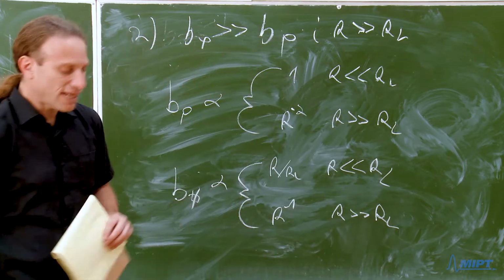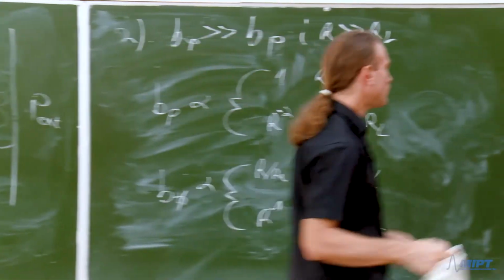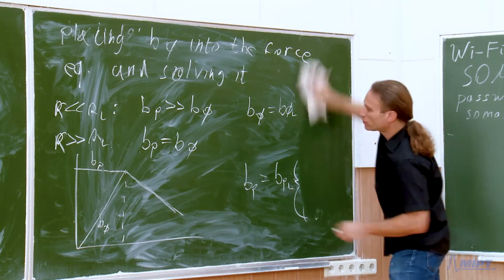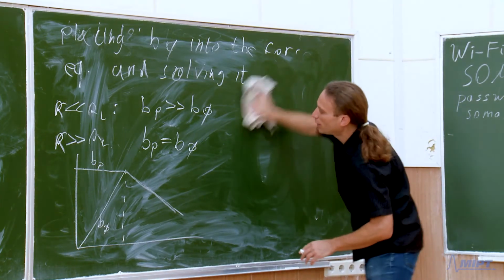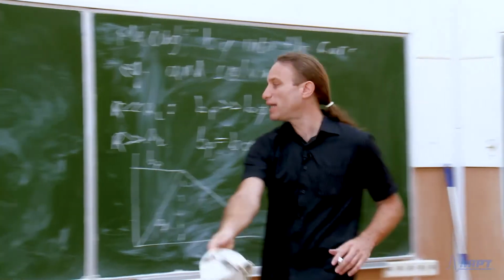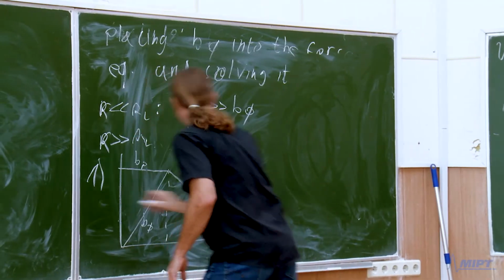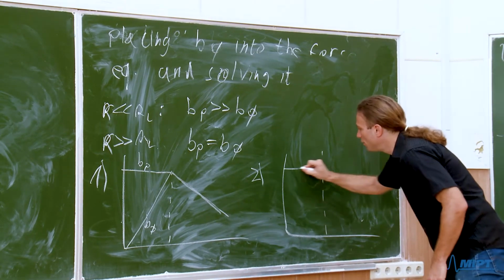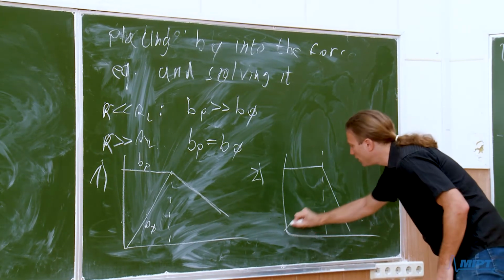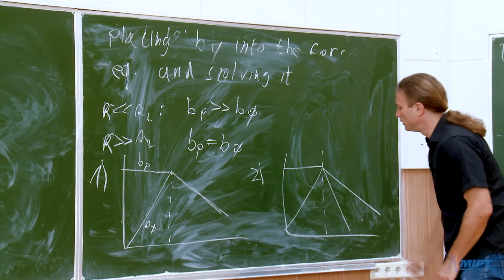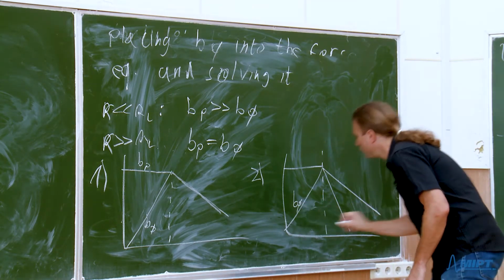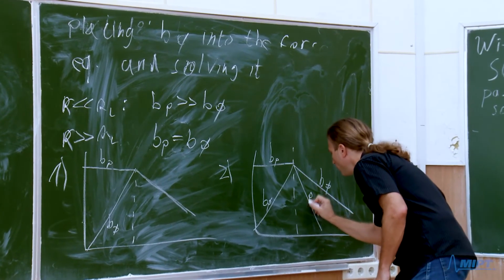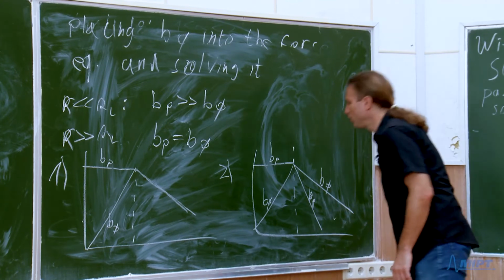Okay? So in the second case, the behavior will be different. Let me just erase this so I can plot the two cases here. This is case 1. And in case 2, again, this is the light cylinder. BP drops like that, and B phi drops like that. So this is B phi, and BP.